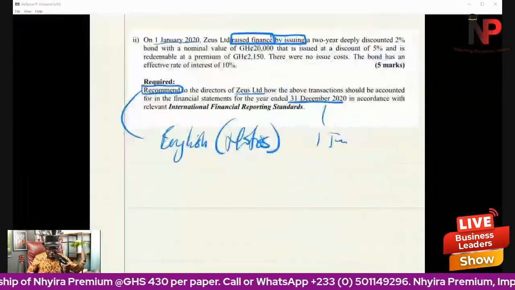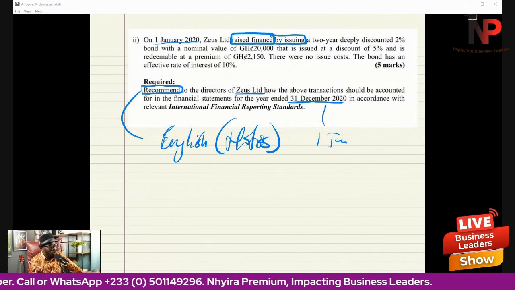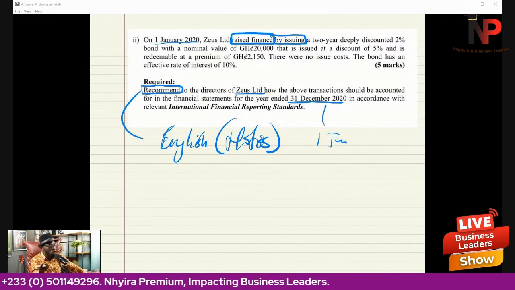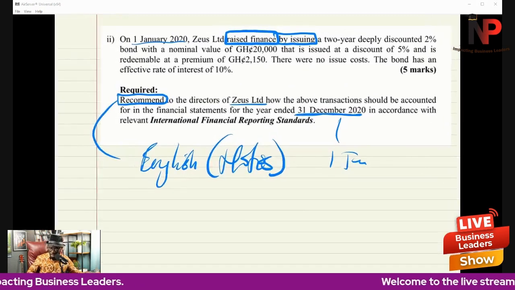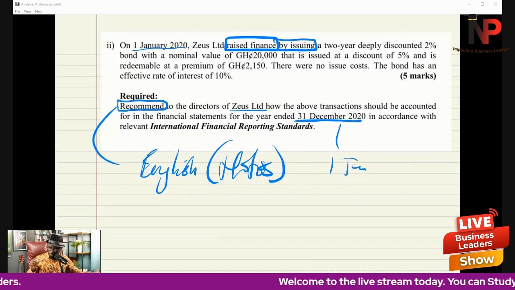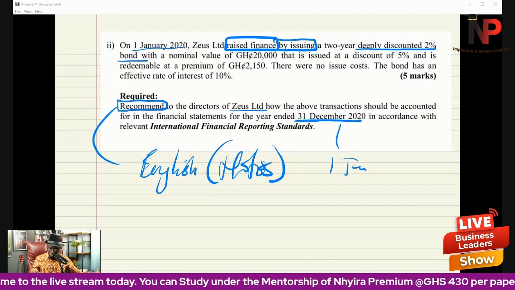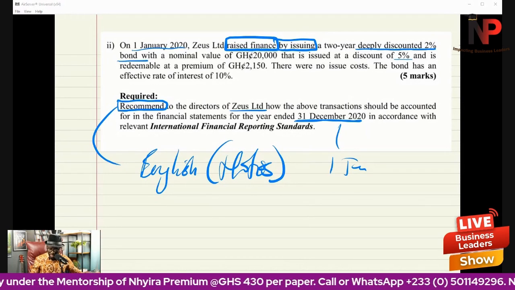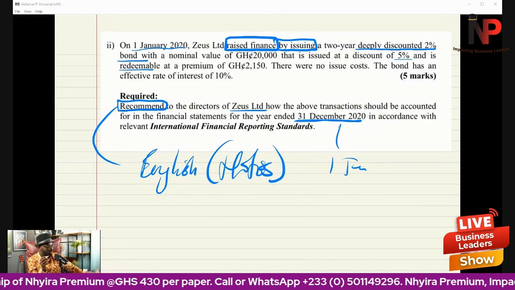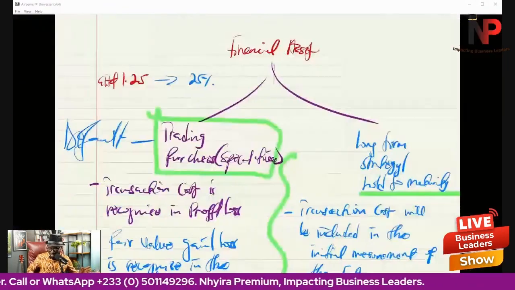Again, that's the principle. If you read a question and the principle doesn't click like that, and you're like, oh, anytime I take the question, I don't know what to do, go back to the principle, go back to the basics. So by issuing a 2-year deeply discounted 2% bond with a nominal value of 20,000, that is issued at a discount of 5% and is redeemable. Okay. So let's go back to the rule again.